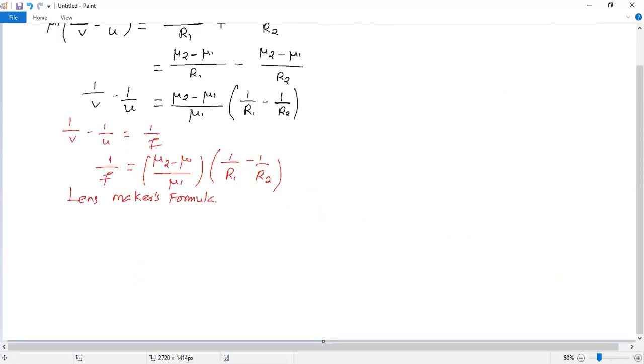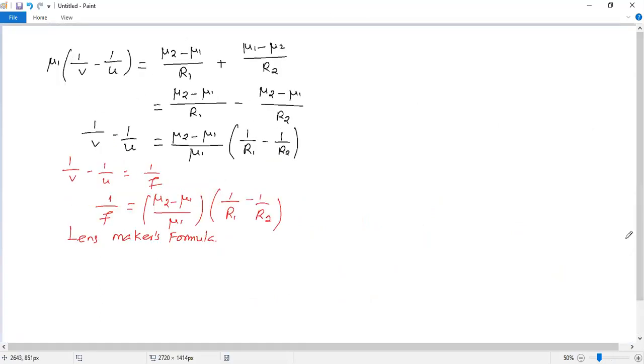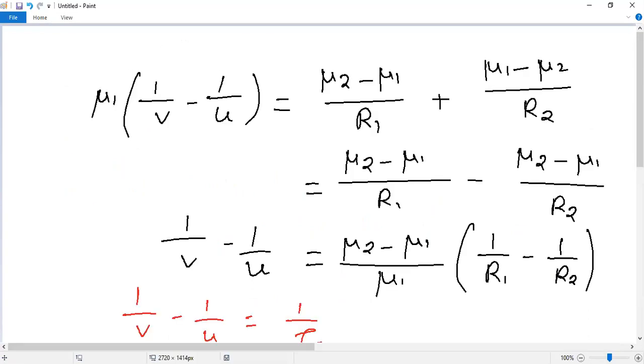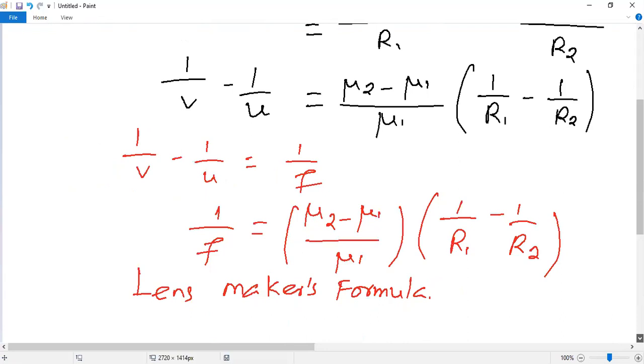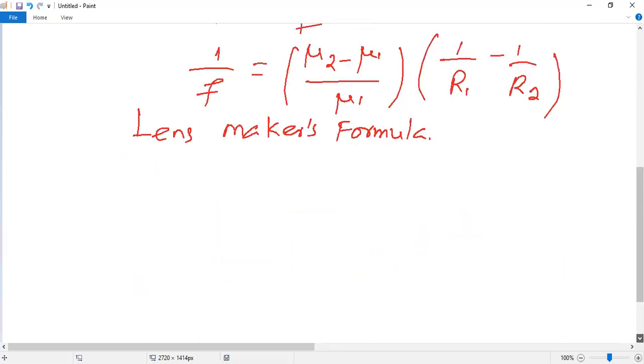Maximum 3 more questions they are asking now. Derive the lens maker formula using convex lens. Please note it. Listen.